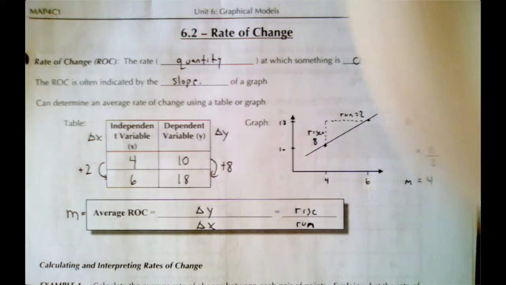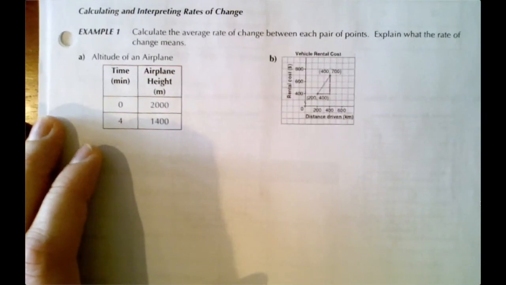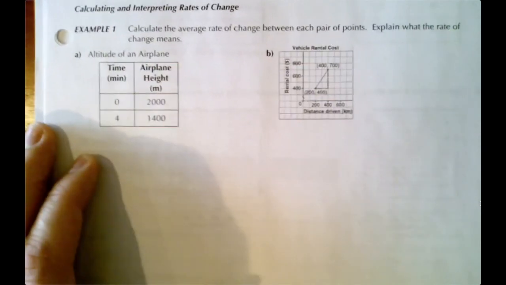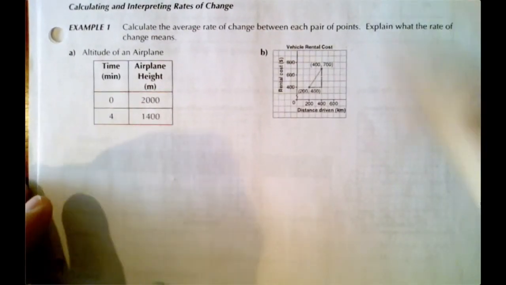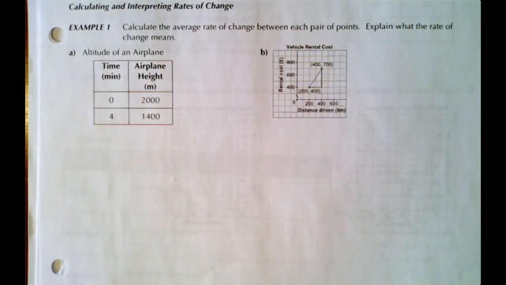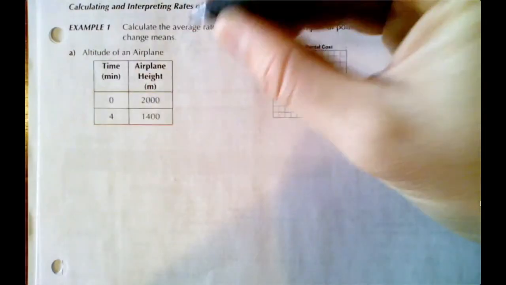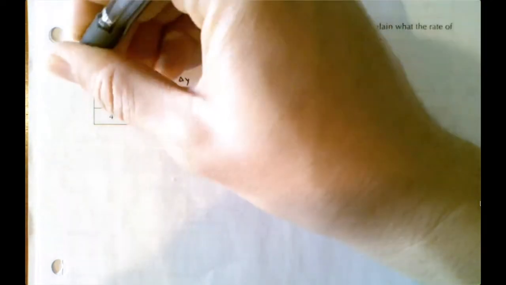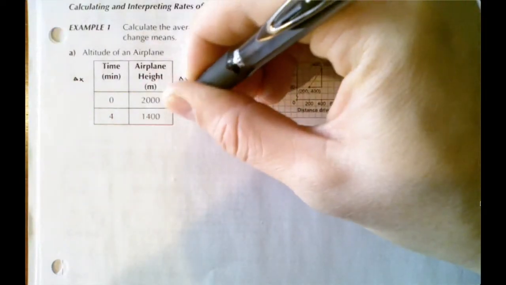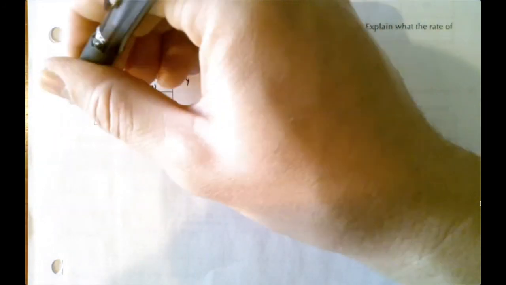All right, so let's do 2 examples. Calculate the average rate of change between each pair of points. Explain the rate of change. So we have a table here. So we're going to do the change in y and the change in x. Pretty easy to see the change in x. We're just going from 0 to 4, so that's up 4.